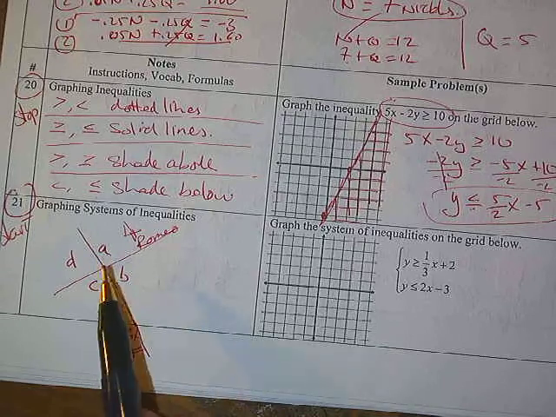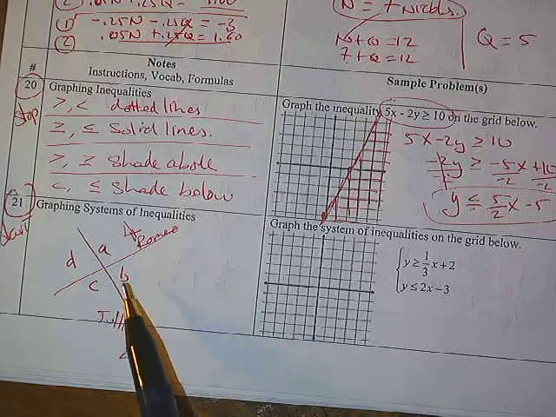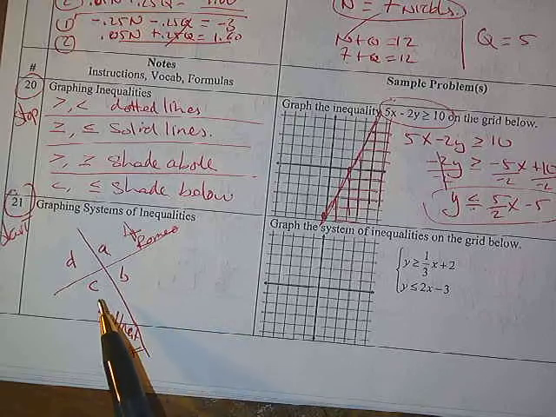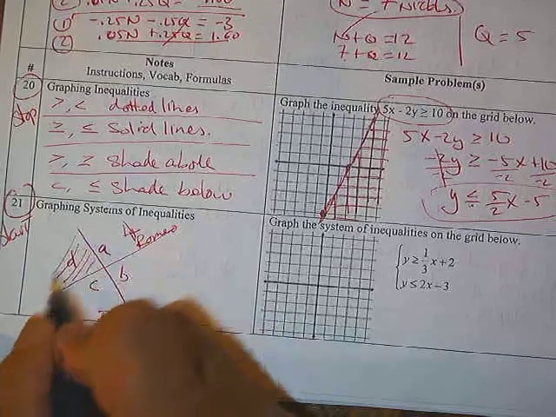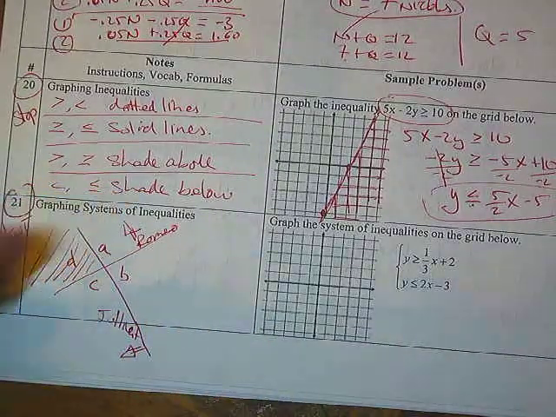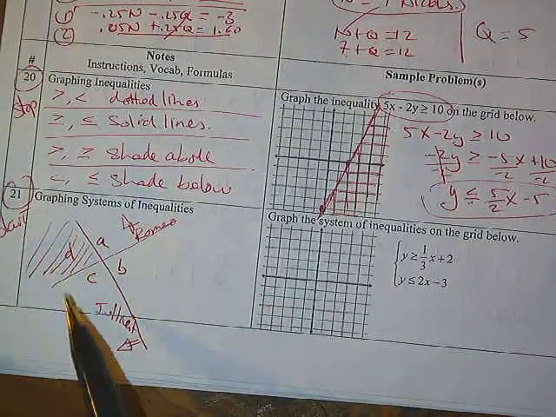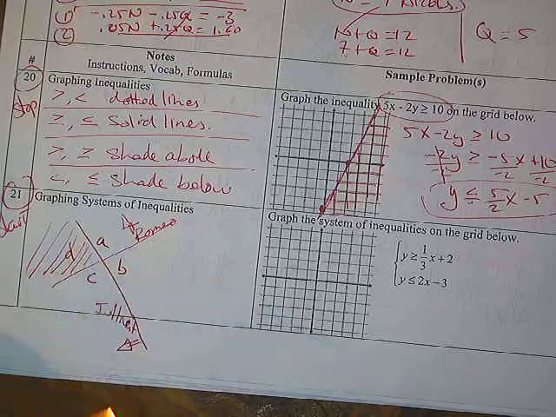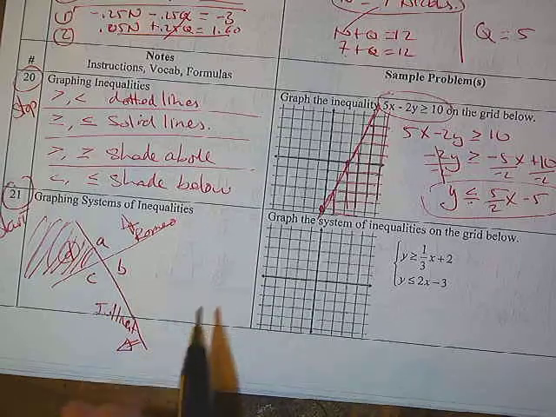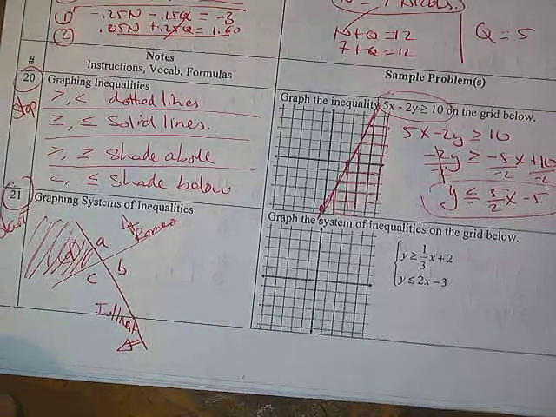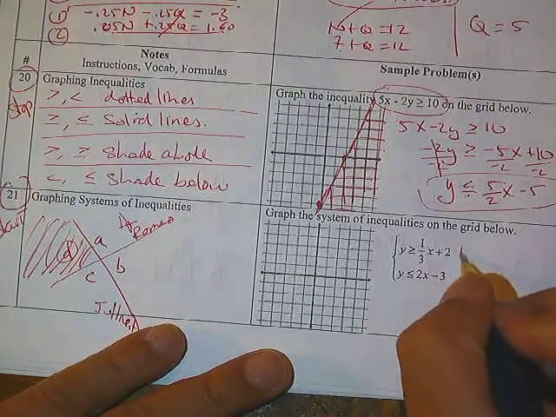Well, A, only Romeo can hang out in A. B, nobody. C, just Juliet. So D. D is good for Romeo because he can hang out above this line. And D is good for Juliet because she hangs out below this line. And that really is the only spot out of the four that the two can hang out. So that's the same story over here.